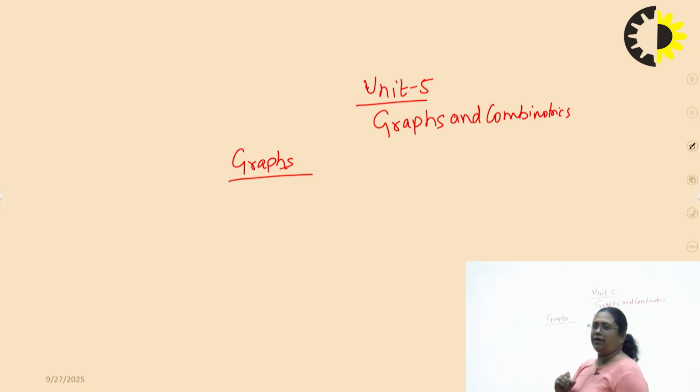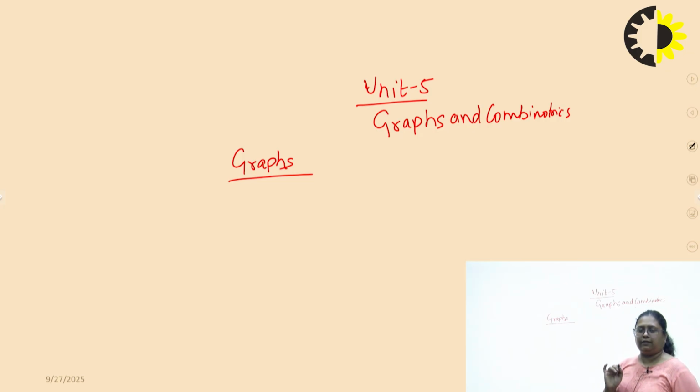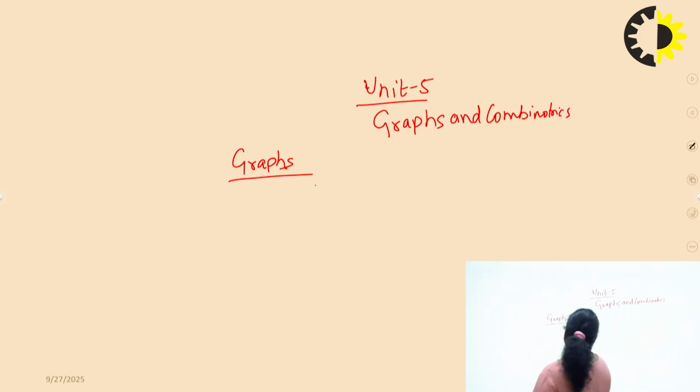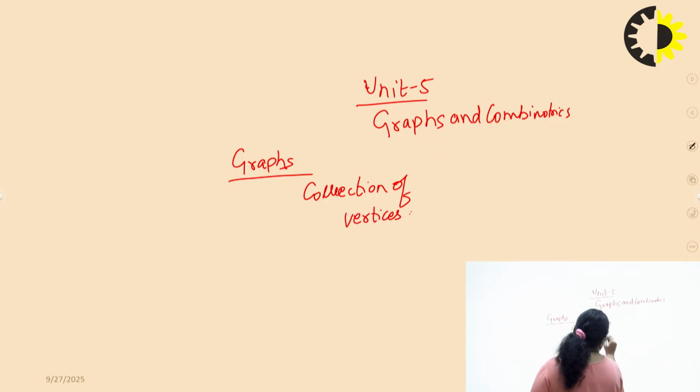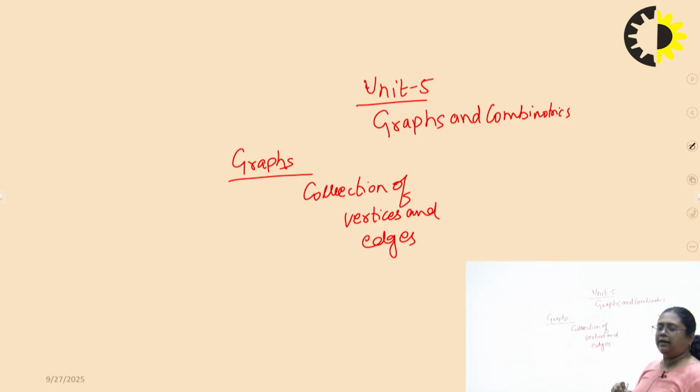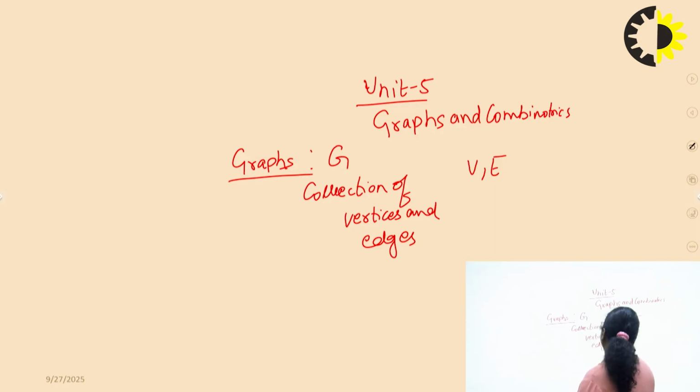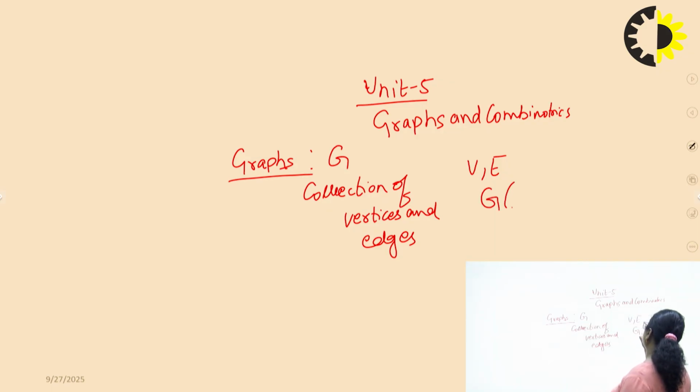So what is a graph? A collection of vertices and edges is termed a graph. Vertices are represented by V and edges are represented by E. A graph is represented by G. So we can say a collection of vertices and edges is a graph. We are taking an example of it.